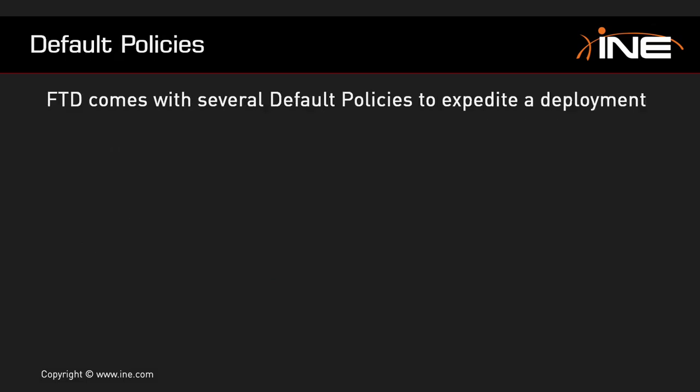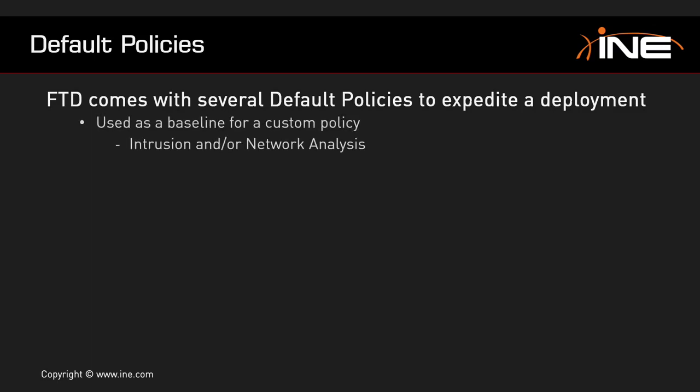As I highlighted previously, there are several different default policies that are offered by FTD, and this is all about expediting the deployment. So in most cases, you will be using those policies because you don't really want to enable all those rules one by one. You want to rely on Cisco's collective security intelligence best practices. You will select one of those default policies as a template, as a baseline for your custom policy, and you will perform tuning from there. Note that the concept of default policies applies to both intrusion and network analysis policies.